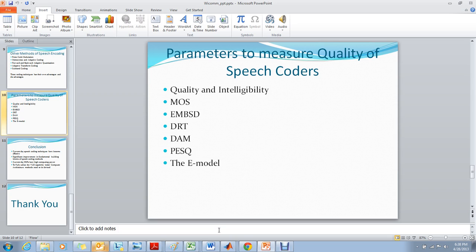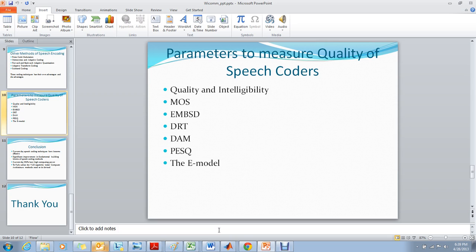EMBSD, Enhanced Modified Bark Spectral Distance, is a measure that has high correlation with MOS. This measure relates to perceptually significant auditory attributes. Increasing EMBSD values indicate an increasing order of distortion, a zero value being no distortion.